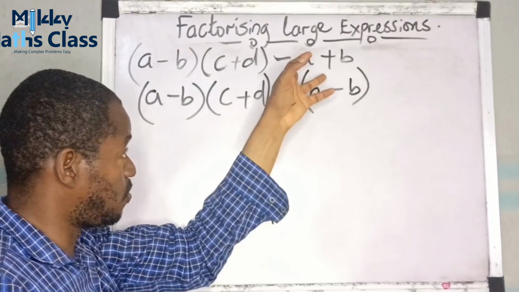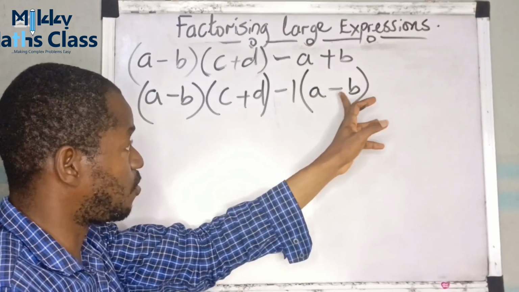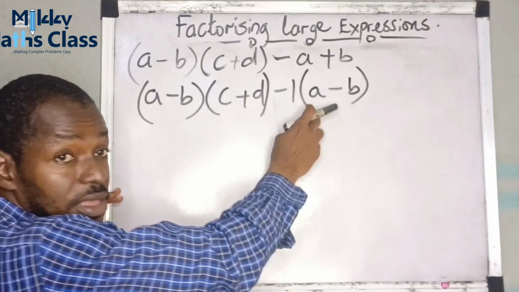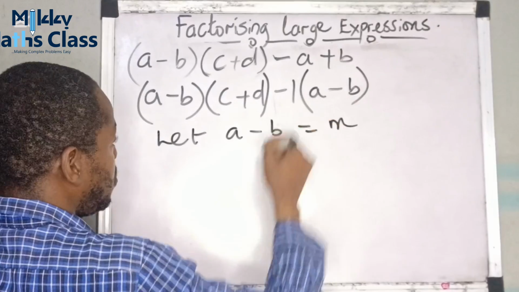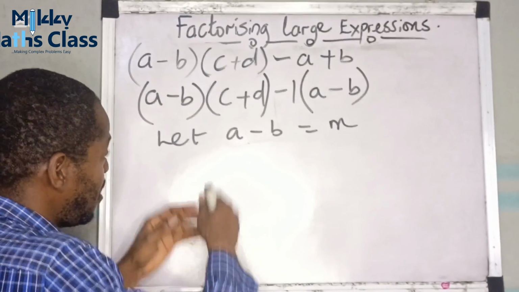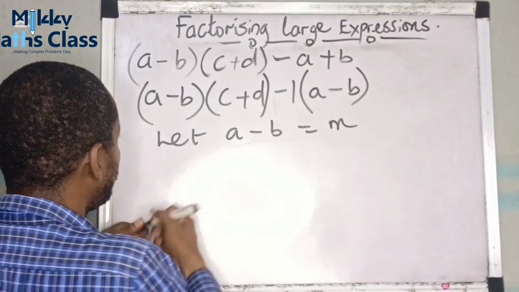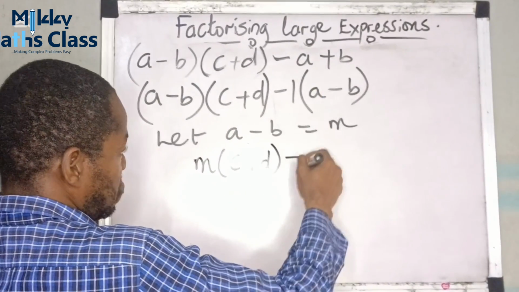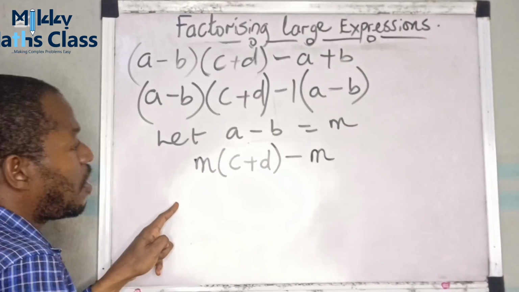I just brought out this negative 1 here. So negative 1 times a is still negative a. Negative 1 times negative b is positive b. So I factorized negative 1 out, so that I can have a minus b, a minus b. So you can say let a minus b be equal to m, anything we like. So whenever we see a minus b, we put m. So this becomes m into bracket c plus d minus m. That's 1m. Now factorize m out from here.